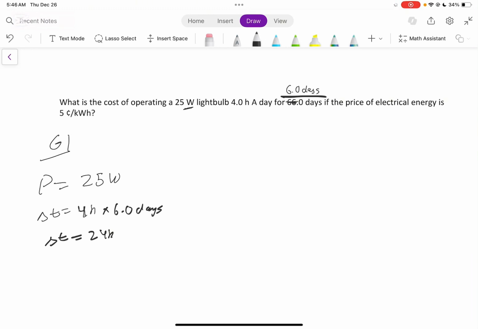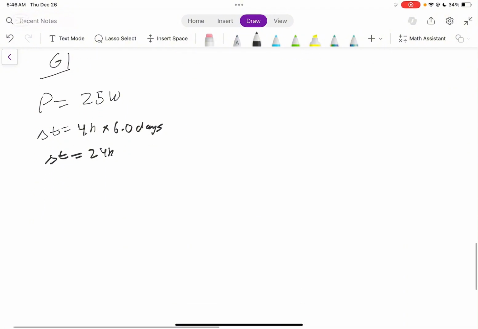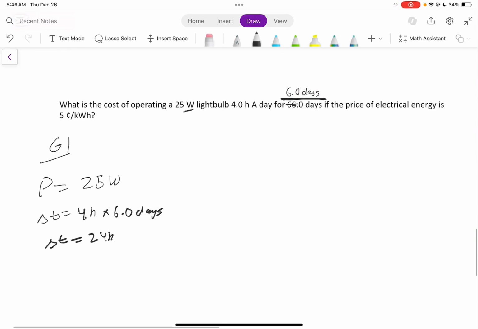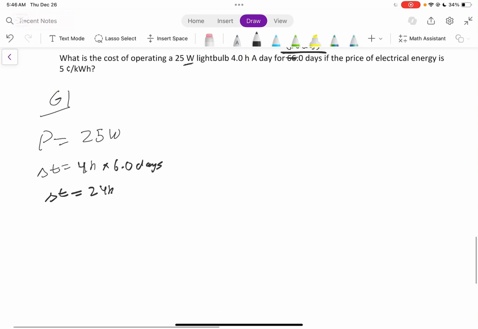You'd have the same process in the end. But let's keep going. So our delta T is going to be 24 hours in total. So it says if the price of energy is 5 cents per kilowatt hour. So our price is equal to 5 cents per kilowatt hour.